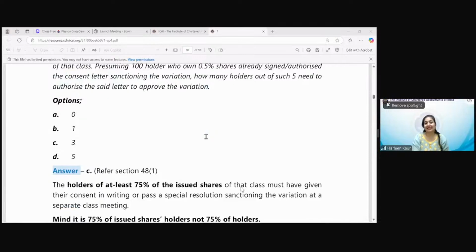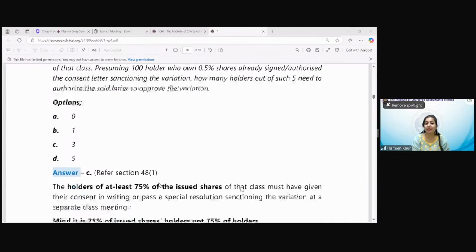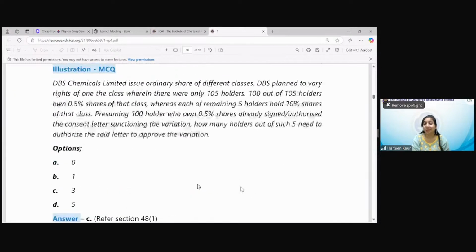3 holders? This is what you say? Okay. Let's see the correct answer. Why 3? Because 0.5 will not be considered, right? So you have to have at least 3 shareholders out of the 5. So we have taken in totality 5 holders who are holding the 10% of the shares. So at least 75%. That means at least 3 should have been saying yes, or an SR needs to be passed. Mind it, it is 75% of issued shares, not 75% of holders. So that is very important.